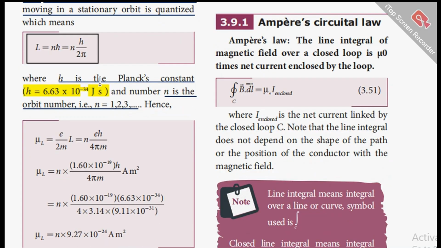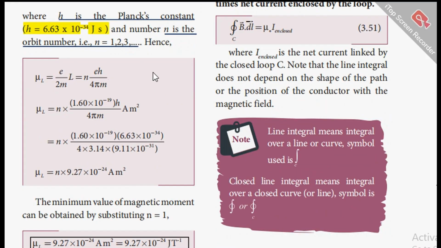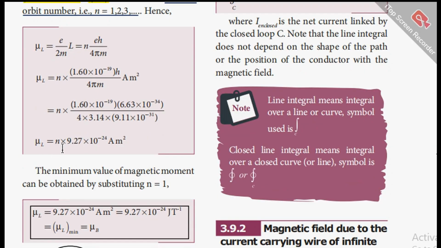The angular momentum L is given by n h cross, where h cross is equal to h by 2 pi. Here h is Planck's constant, which has a value of 6.63 times 10 power minus 34 joule second, and n is the orbit number, which is given by 1, 2, 3, etc. So mu L equal to e by 2m into L, that is given by n e h by 4 pi m. Substituting all the values of e, h, m in this equation, we have mu L equal to n times 9.27 times 10 power minus 24 ampere meter square.